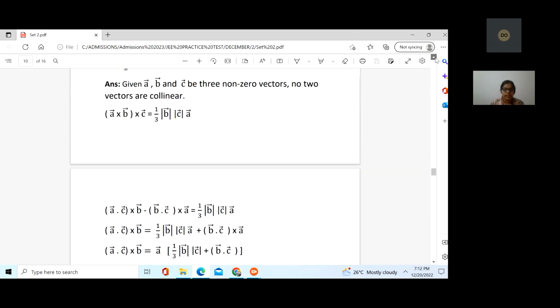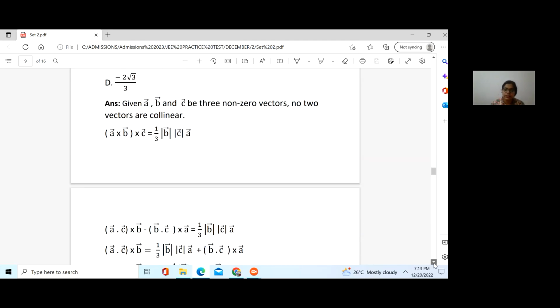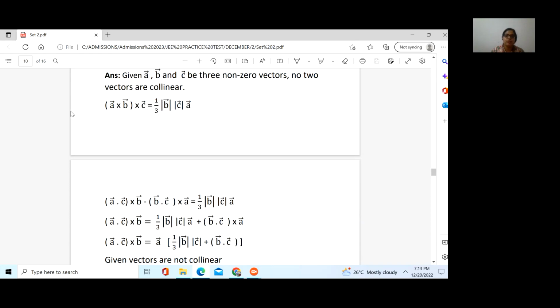So I'll just quickly go through this question once again. Let vector A, vector B and vector C be three non-zero vectors such that no two of them are collinear and vector A cross vector B cross vector C equal to 1 by 3 mod vector B mod vector C vector A. Theta is the angle between vector B and C. It's given. We need to find the value of sine theta. So whatever is given in the question, I have just written it. I have used the formula. So I've rearranged these two terms.